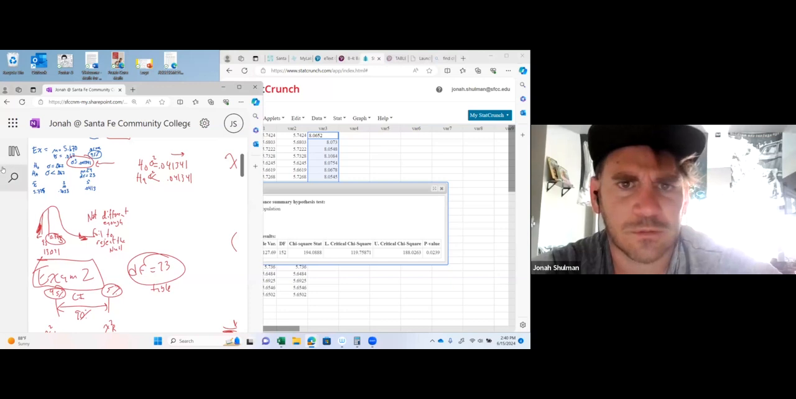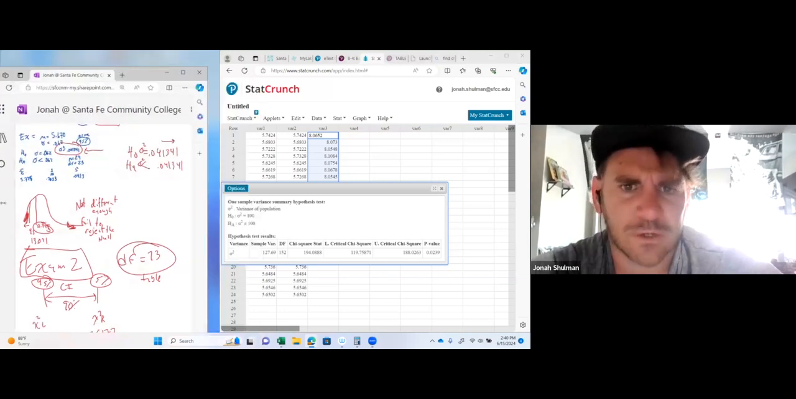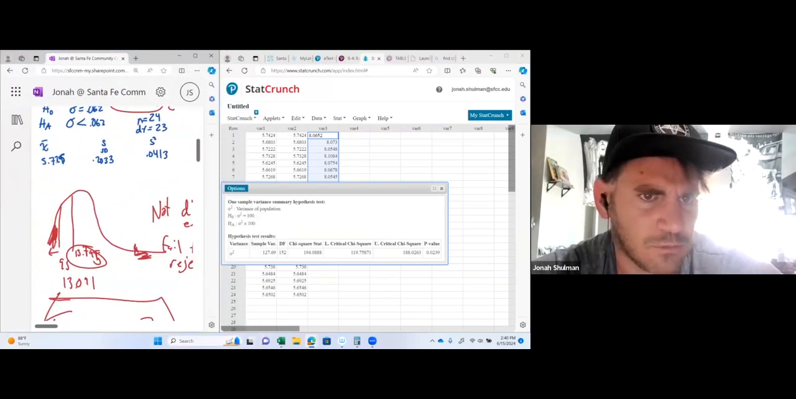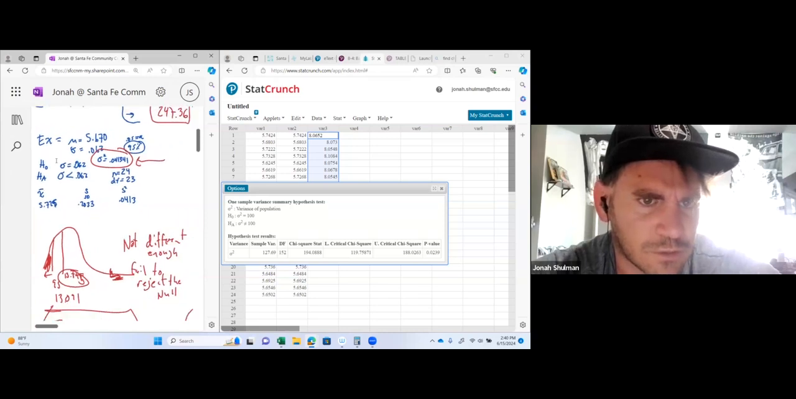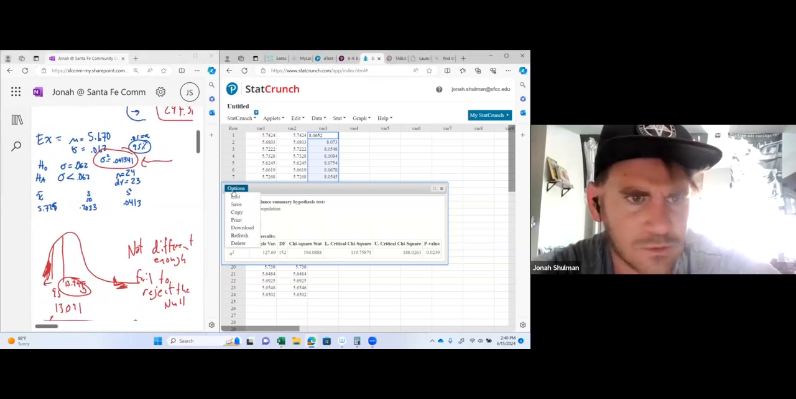Sorry for being a little all over the place. I just kind of forgot how to do this using the computer. Well, I've never really done this one with the computer before, so let's try this. So let's do options, edit.